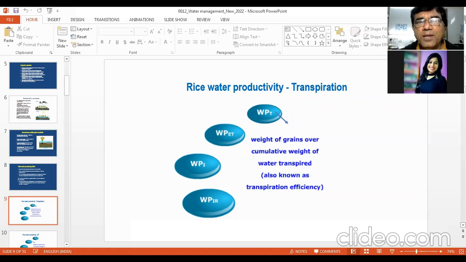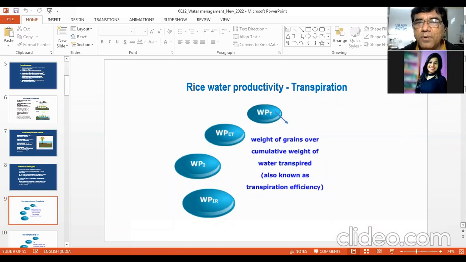And when you combine all the inputs together, then it becomes total factor productivity. So there is a difference in partial factor productivity and total factor productivity. So here we have different partial factor productivity or partial water productivity for rice.